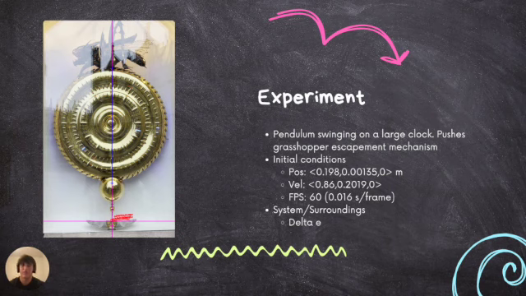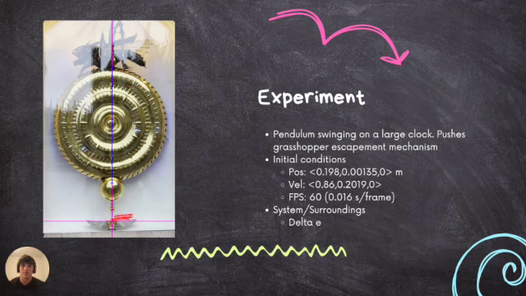0.198, 0.001350 meters. The initial velocity of the mass is 0.86, 0.2120 meters. The initial velocity was found by observing the change in the x and y positions of the pendulum during the first frame of the video when the pendulum begins its upward swing.